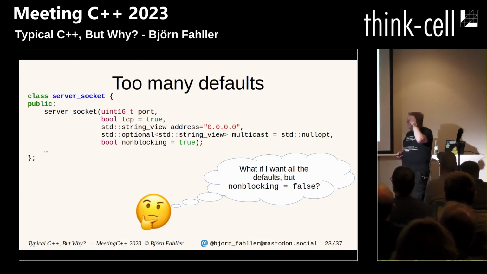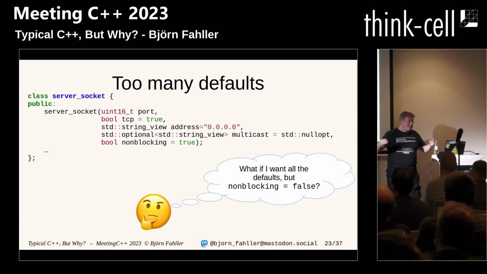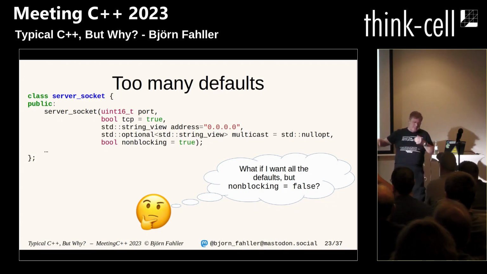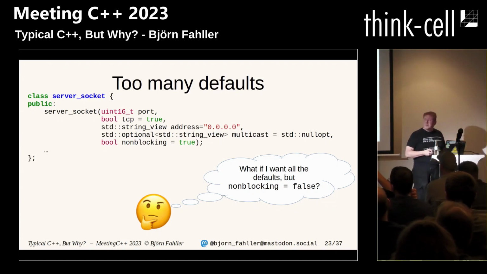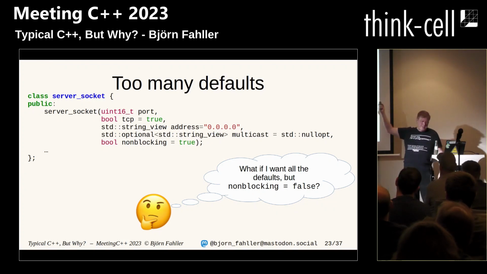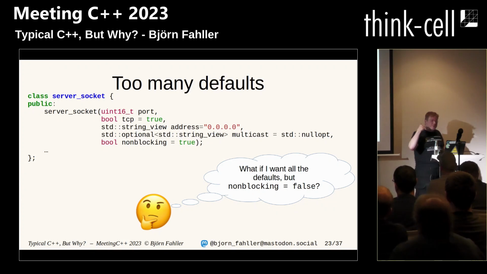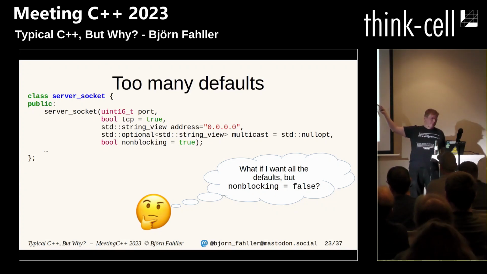So we have some kind of server socket abstraction for IP, and we want to get which port should we listen to? And they are almost always TCP, so they're hardly ever UDP. So it makes sense that we default it. And which address should we listen to? Well, it's almost always 0.0.0.0, which is listen to all network addresses that this server has. But occasionally you want to be able to change it. And sometimes maybe you actually want to subscribe to a multicast group, but that is rare. So default it to null opt.